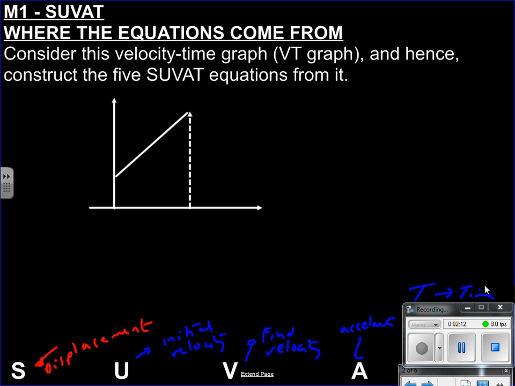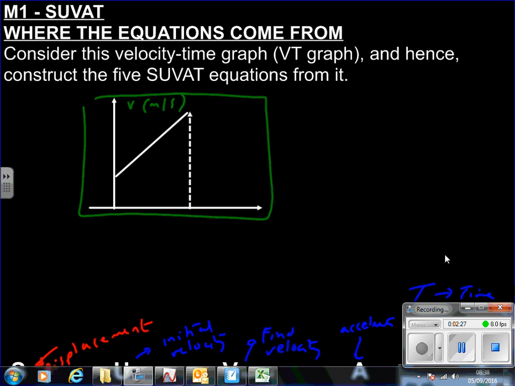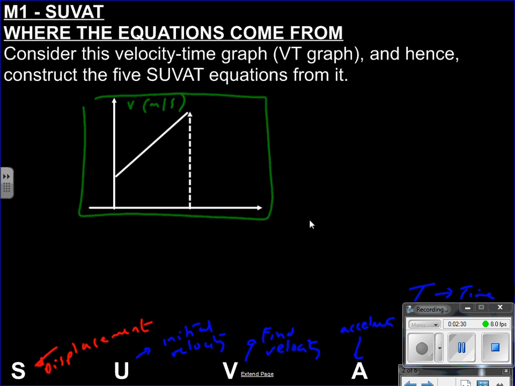Okay. So what we have here is a VT graph, a velocity-time graph. On the y-axis is your velocity, in meters per second, and on the x-axis is your time in seconds. Velocity is not speed. Velocity is speed with direction. It's a vector quantity, which is important to remember, because velocity can therefore have a direction.